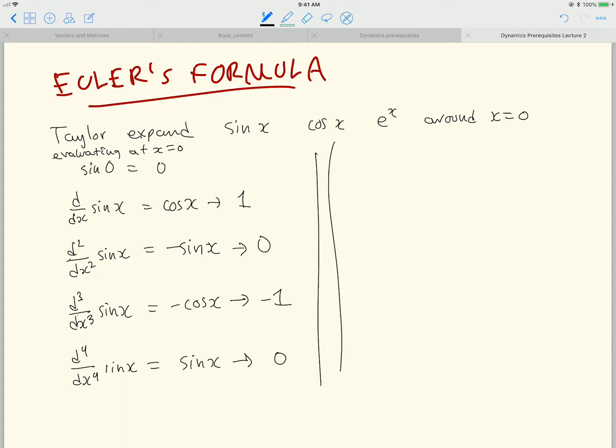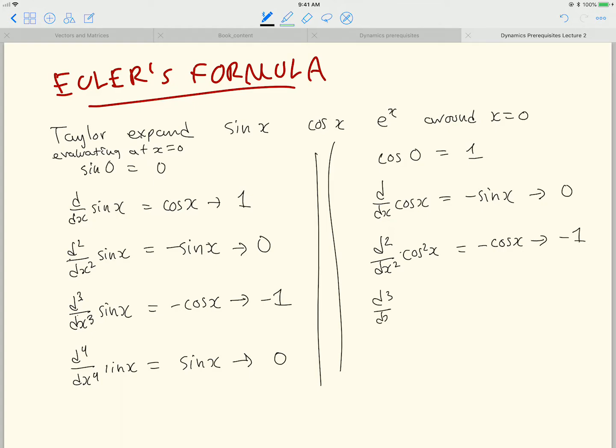So let's do the same for cosine of x. Cosine of 0 is 1. The first derivative of cosine of x is minus sine x. And at 0, that goes to 0. The second derivative of cosine is minus cosine of x, and at x equals 0, that's minus 1. The third derivative, we're just keeping going, is minus sine x, so this is sine x at x equals 0, 0.